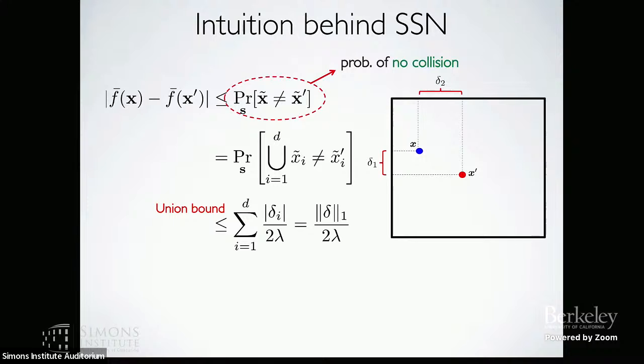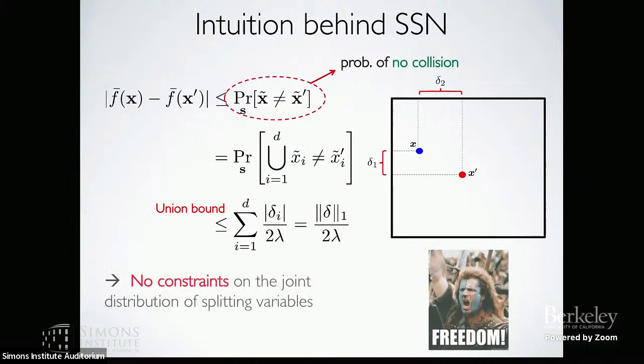Immediately, this shows it is Lipschitz in maybe 2 lines. Therefore, you can guarantee against perturbations. But more importantly, did I use anywhere the independence of these splitting variables? No, I didn't, because I use union bound. Therefore, I don't have constraints on the joint distributions of these splitting variables, except the marginal should be uniform. That's easy to satisfy.